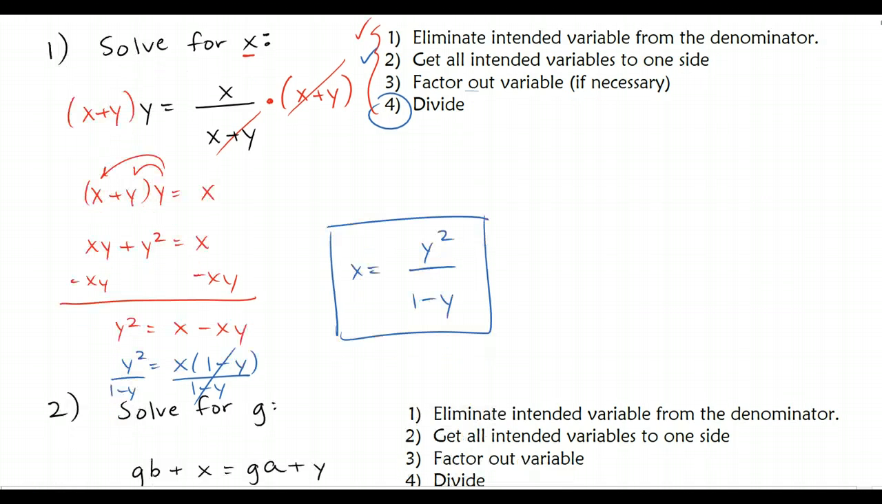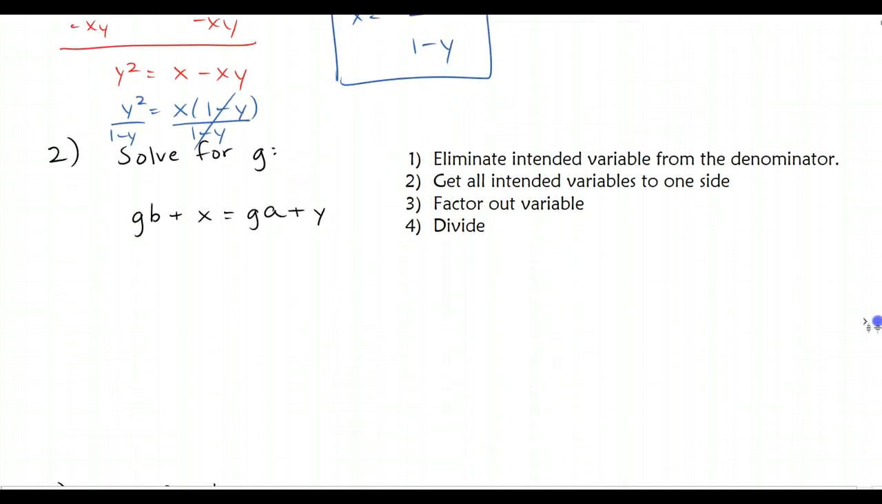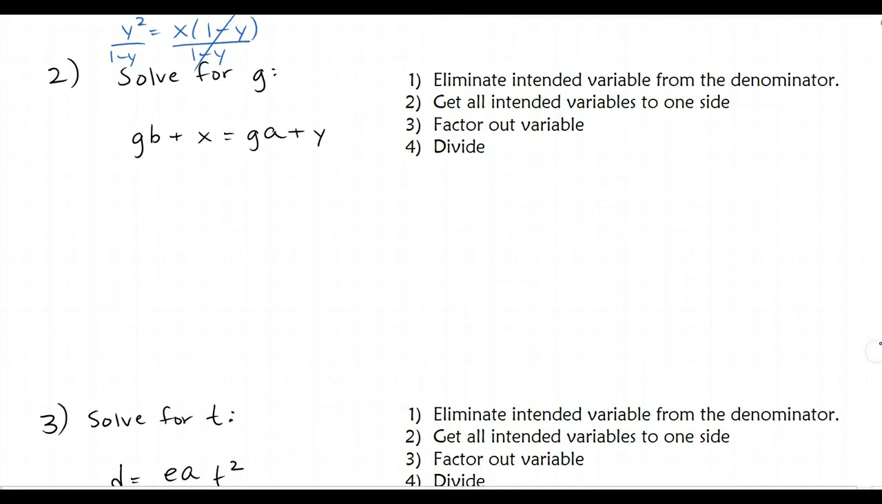Okay, now in problem number 2, we're asked to solve for g. And again, I have these 4 steps written off to the side here. In this case, when you look at g, you see g appearing twice, but you do not see it appearing in the denominator, so you actually can skip step 1. So let's go straight to step 2, and that's to get all intended variables to one side.